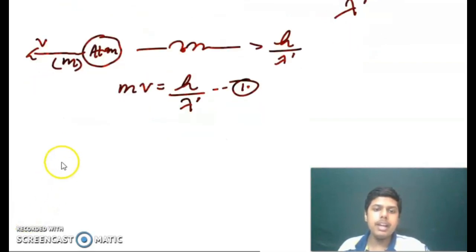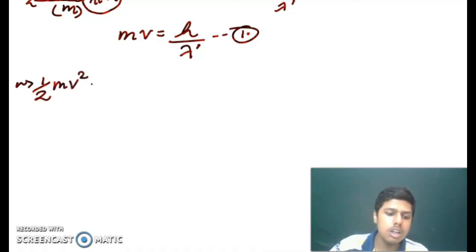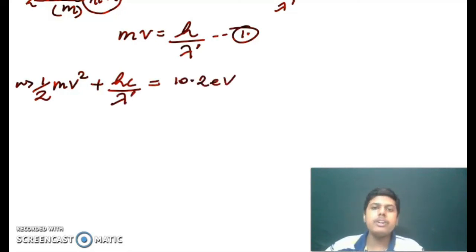Now let me write the conservation of energy. Half mv square plus hc over lambda dash is equal to 10.2 electron volts. As I previously told you, this is for the hydrogen atom going on. Here we have used the conservation of energy, right?